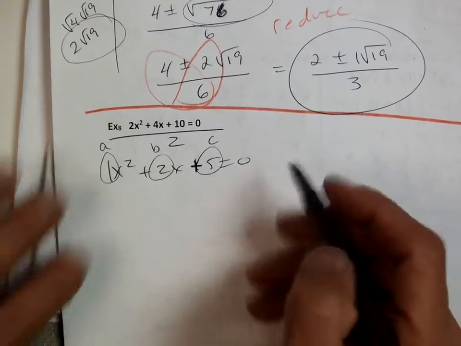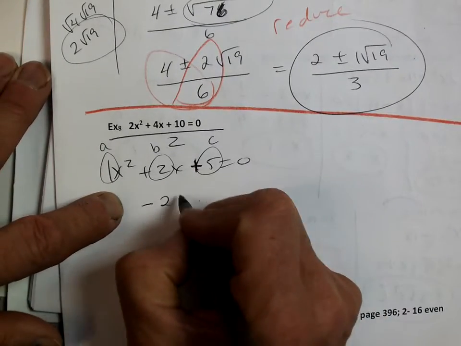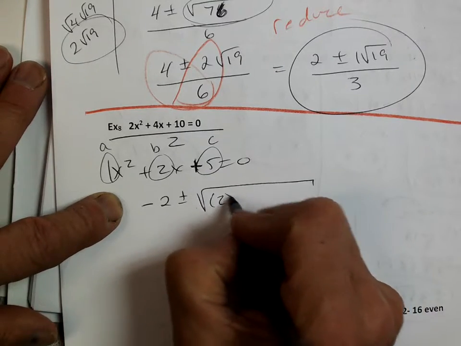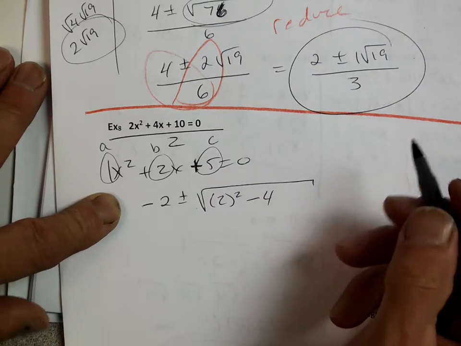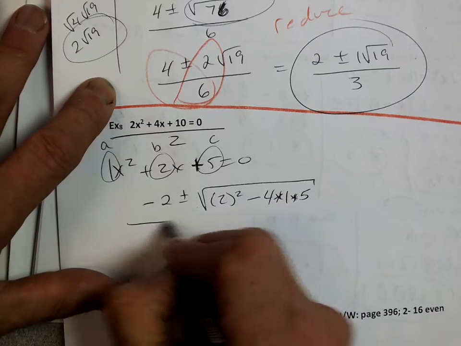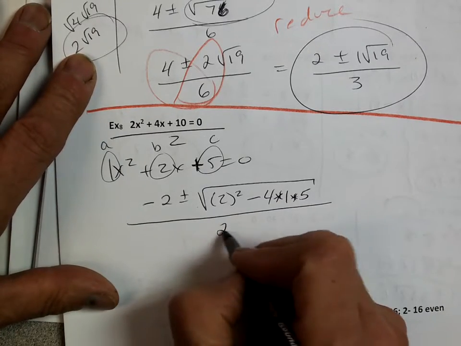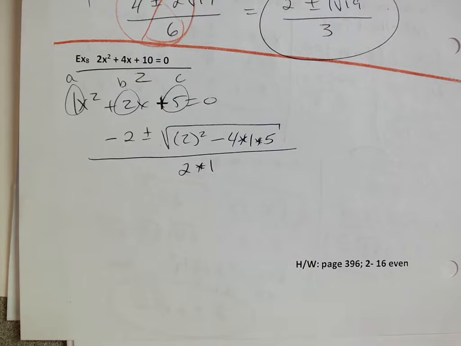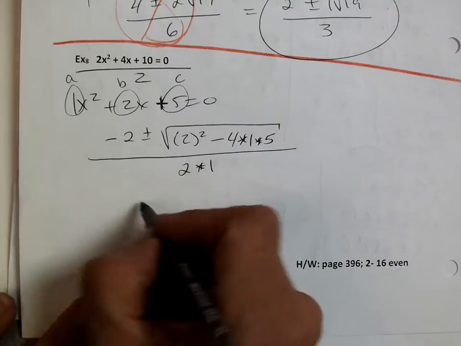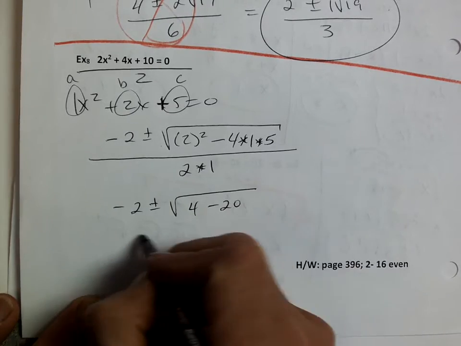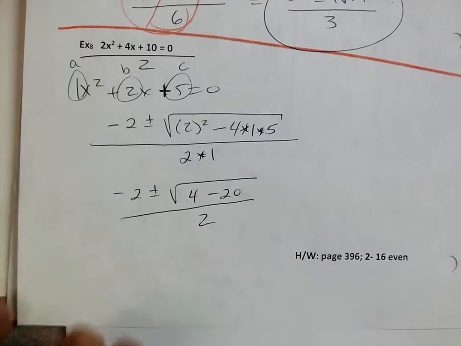So anyway, negative b. I'm going to go negative 2 plus or minus the square root of b squared, which is 2 squared, minus 4, because that's in the formula, times a, which is 1, times c, which is 5, all over 2a, which is 2 times 1. Just putting a, b, and c into the quadratic formula. So I got negative 2 plus or minus the square root of 4 minus 20, all over 2.